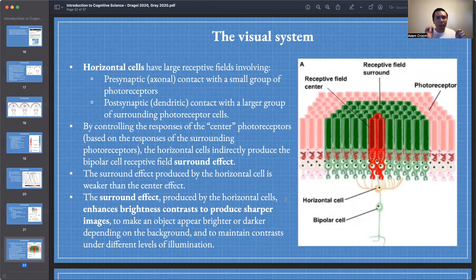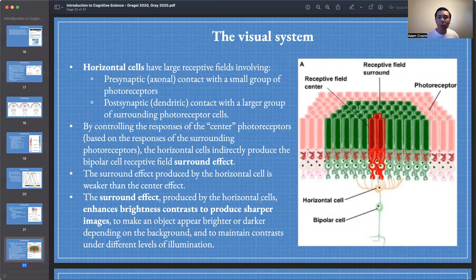So you can sort of think of this as like a feature on your phone that allows you to enhance contrast in the picture, to produce a sharper image. You could ask, what allows you to do that in your phone? It's the horizontal cells, if your phone was really your eye. In other words, what is it about your eye that allows you to sharpen the image by enhancing brightness contrast? Well, in our visual system, it's the horizontal cells.